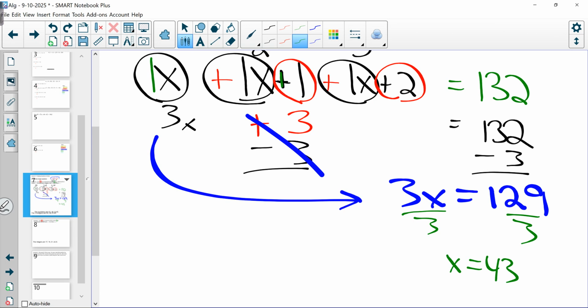So what's the next number right after 43? 44. And what's the next number after 44? 45. And so that's the idea. This is your first number. That's the 43. But if you take the 43 and add 1 to it, you'll get 44. If you take the 43 and you add 2 to it, you'll get 45.